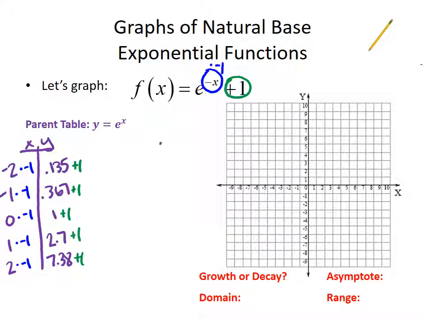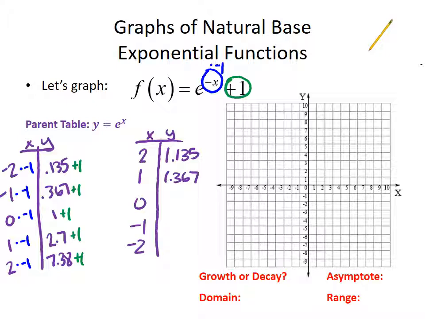This creates our new function table, and we have the values of 2, 1, 0, -1, -2. So we can see that our x values, all they did was flip. They changed signs. Our y values increased by 1. So we have 1.135, 1.367, 2, 3.7, and 8.38.